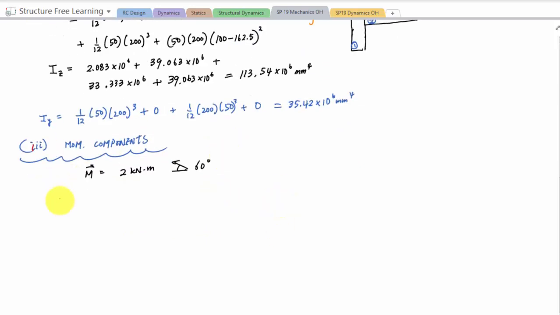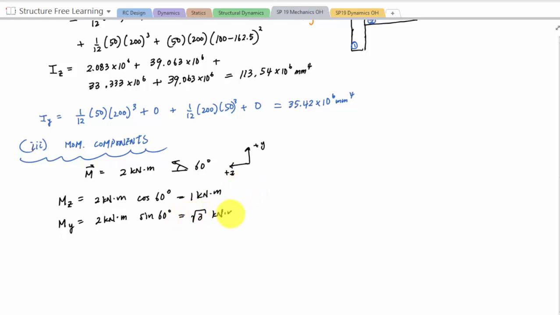And so here Mz, it's moving in the positive z. This was plus z and this was plus y like this. So Mz is 2 kilonewton meters cosine of 60, positive because that z component is to the left, and then My is 2 kilonewton meters sine of 60. That's it. And cosine 60 is a half? Yeah. So this would just be 1 kilonewton meter, and this would be square root of 3 kilonewton meters. Okay. So I have the moment components.